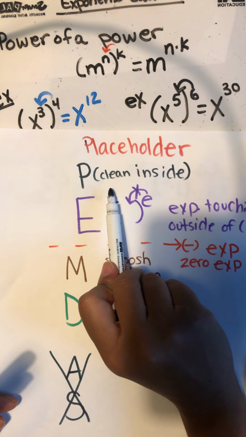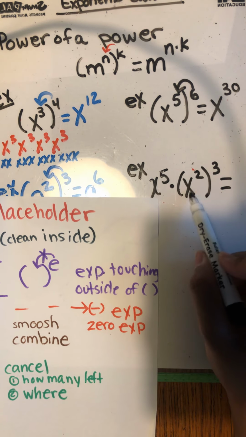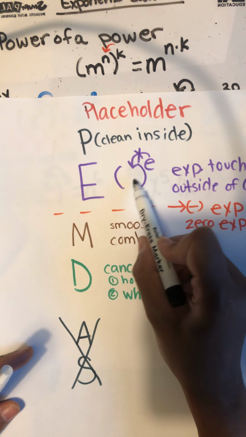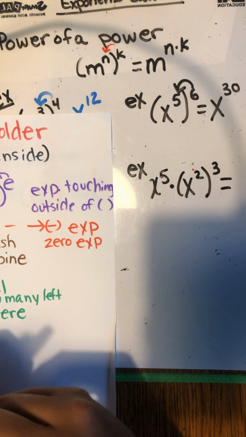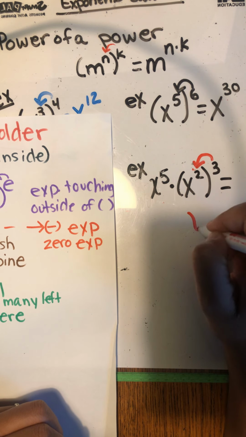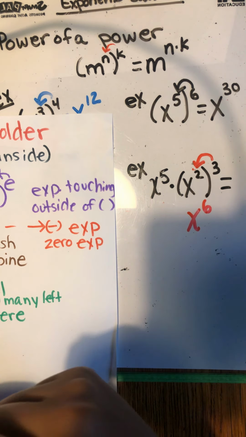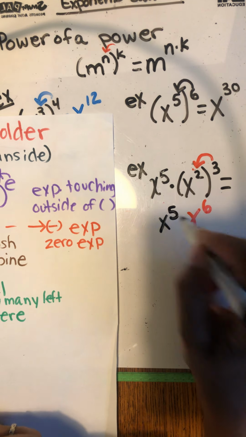I'm going to see if I can clean anything inside my parentheses. Well, no, this is the only thing inside my parentheses. You can't do anything. Is there an exponent touching the outside of my parentheses? And there is, so I actually have to do that first. Exponent times exponent to get x to the 6th.